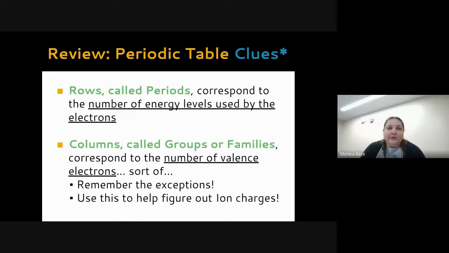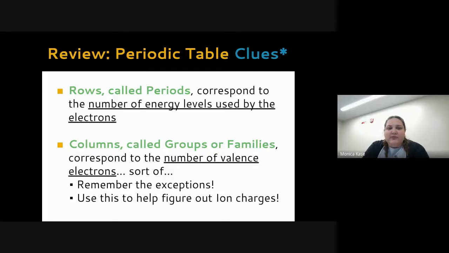All right, so a little bit review about our periodic table and those clues. The rows are called periods, so they correspond to the number of energy levels used by the electrons. So that is going from your left to right. Rows are going across. You should have that labeled on your periodic table, probably 1 EL, 2 EL, and so on. Columns are the ones that go up and down. Those hold up our houses and buildings. Those are called groups and families.